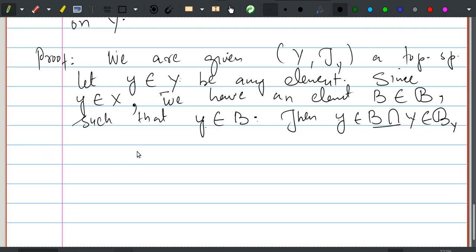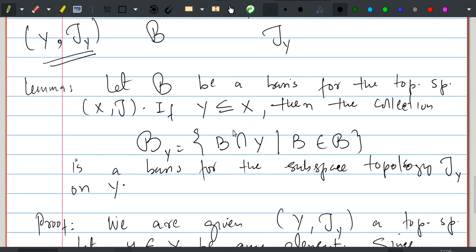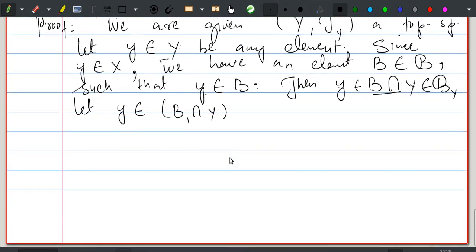So for the second condition, let us suppose y is contained in two basic elements of fancy B sub Y. So let y be an element in the intersection of two basic elements, say B1 intersection Y. Now each element in this fancy B sub Y is of this form. So let y be in this element and in the element B2 intersection Y. We have to prove there is another basic element in B sub Y which contains y and is contained in this intersection. This is the same as B1 intersection B2 intersection Y.